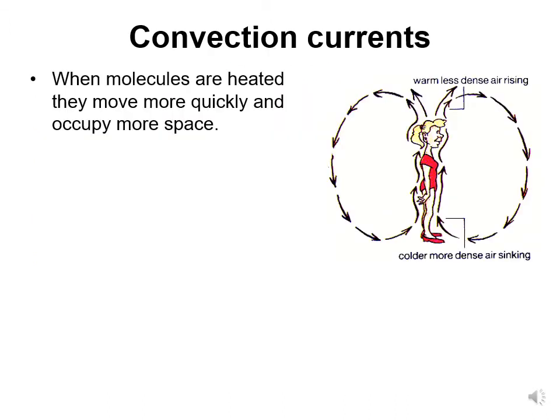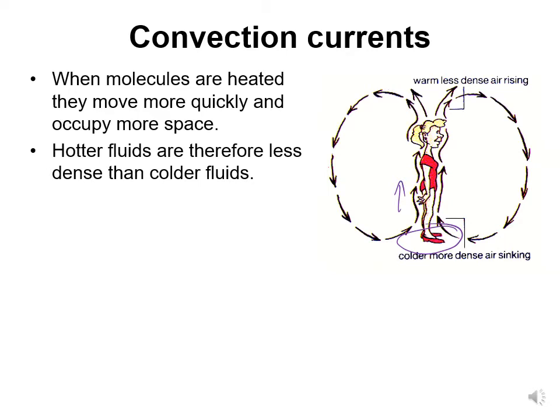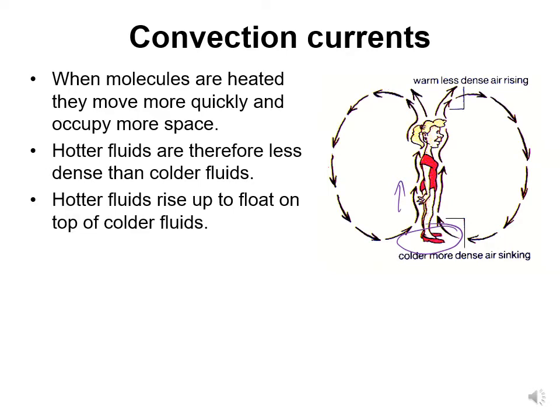So what are convection currents? Okay, so here we have an image of a woman, and she has cold air at the bottom near her feet. So what happens is, as the cold air warms up, it begins to expand and become less dense. And as it becomes less dense, it begins to move up and occupy more space, as we see by the arrows going up. The hotter fluids are therefore less dense than colder fluids, and these hotter fluids begin to rise up to the top of the colder fluids.